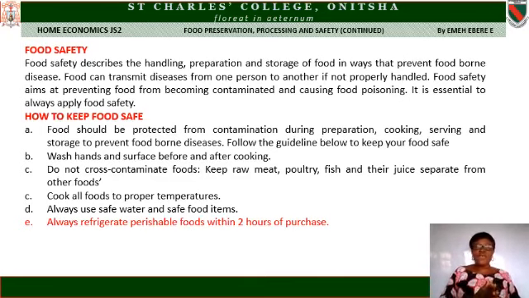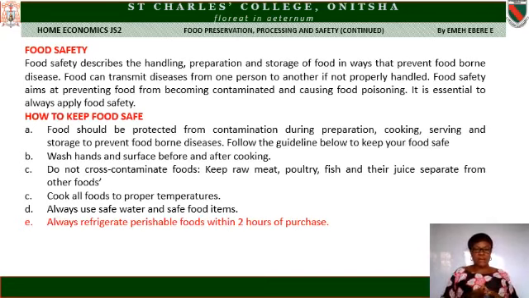Before you enter your kitchen for food preparation, make sure you first of all wash your hands with soap and water. Then when you enter, make sure that the surfaces are clean, both the tables, the floor, even the top of the cookers. Keep them clean for you to do what? Prepare safe food.